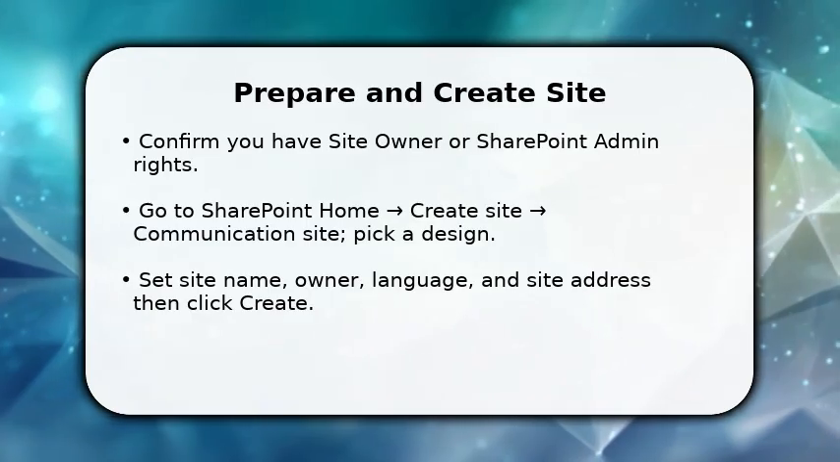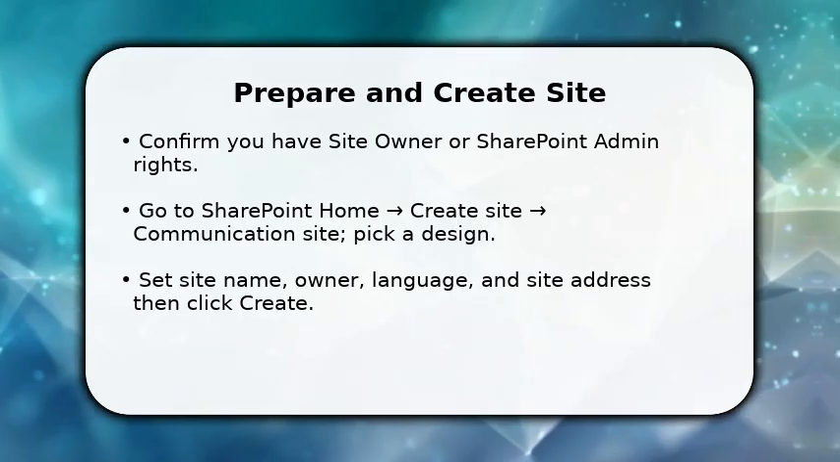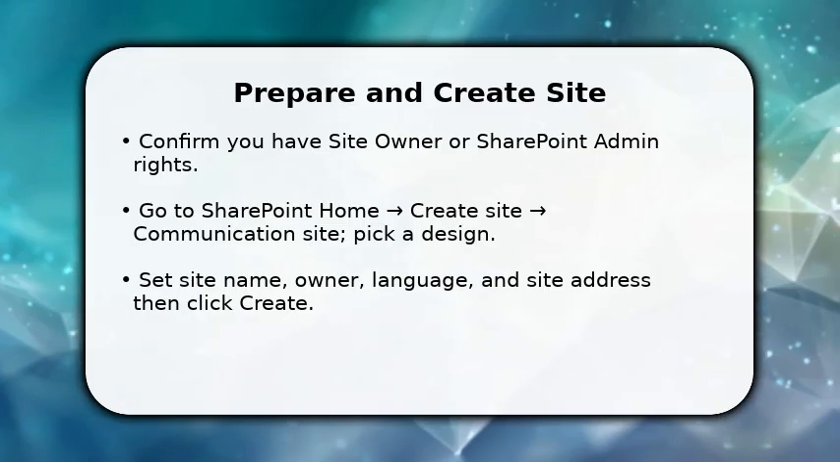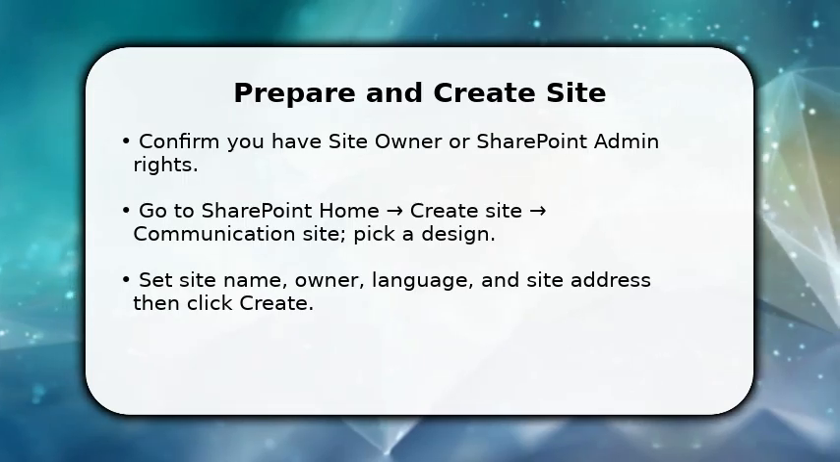You start by confirming permissions. You need site owner or SharePoint admin rights. Once confirmed, open SharePoint Home and choose Create Site, then select Communication Site so you get the right templates and features. Name the site, assign an owner, pick language and site address.